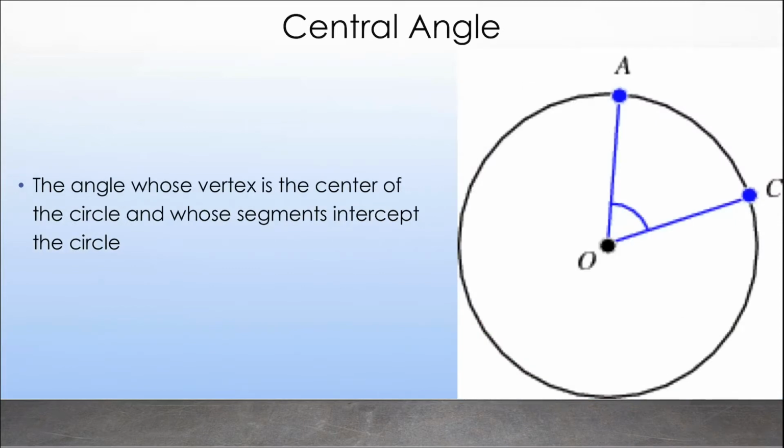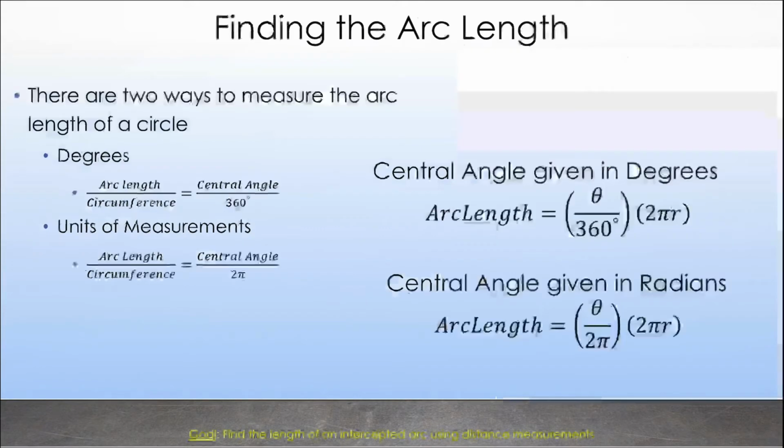Last time we talked about our central angle. It's the angle whose vertex is at the center of the circle and whose segments intercept the arc. So I have 2 segments and it intercepts that arc, cuts it into that nice slice.